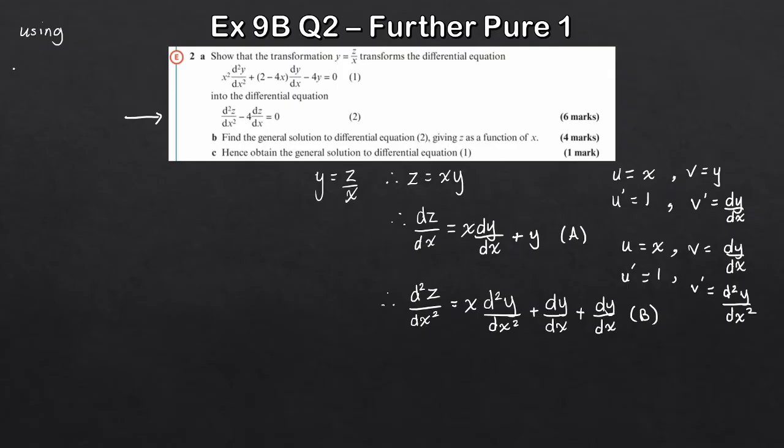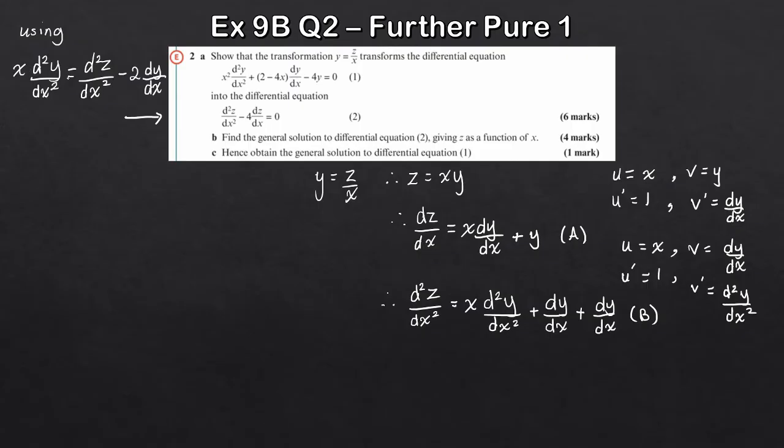So that's going to be x lots of d squared y by dx squared. So that's equal to, imagine you rearrange this, it's going to be the second order differential here of z minus 2 lots of this. Okay, so that's d squared z by dx squared minus 2 dy by dx. Okay, so I'm just rearranging here.